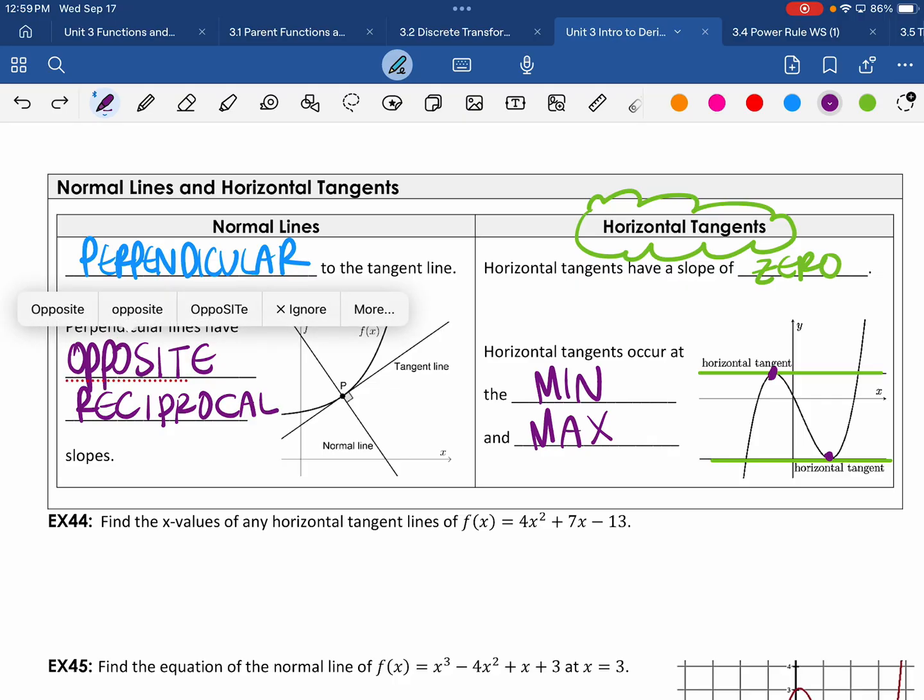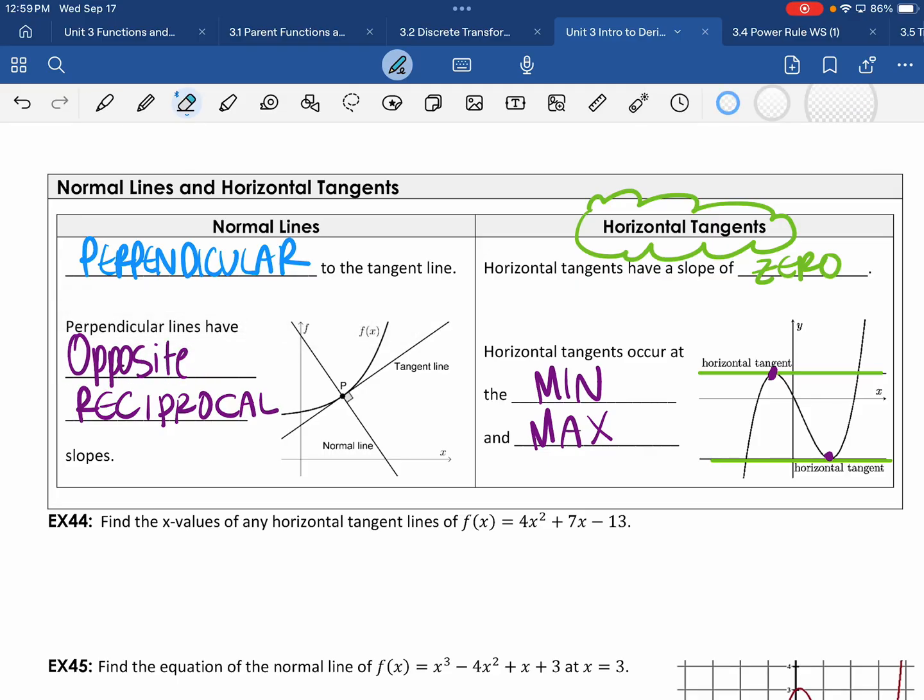Is that not how you spell opposite? Why does it not like it? Opposite reciprocal. Okay.